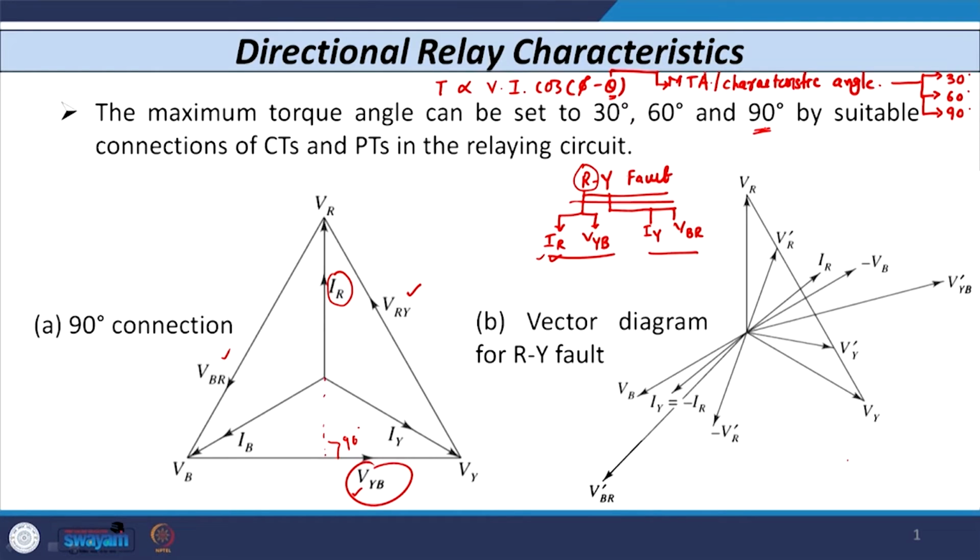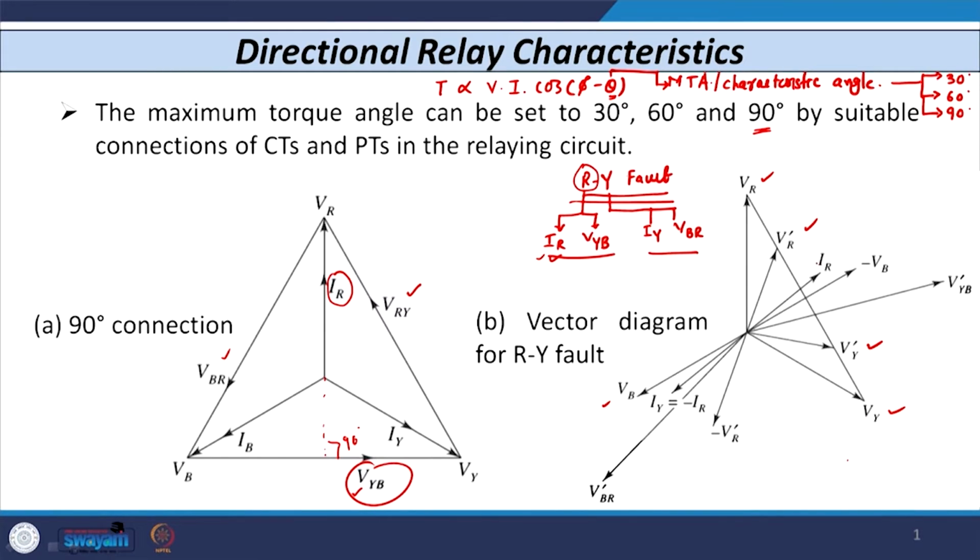In case of an RY fault, if I draw the vector diagram considering voltages as reference, we have VR, VY and VB voltages, all displaced by 120 degrees. Now, whenever an RY fault occurs, the R phase and Y phase voltages reduce, so VR becomes VR dash and VY becomes VY dash. So, these two voltages reduce.